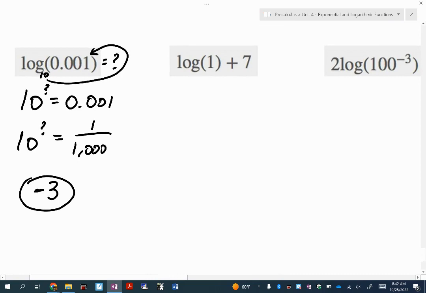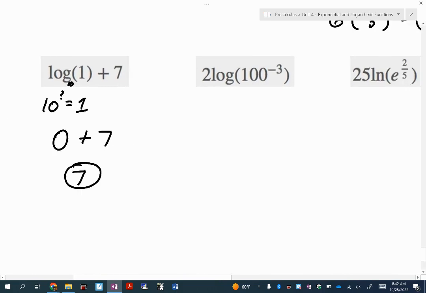The log of 1, we didn't really talk about this one yet, but I'll go ahead and show you. So this is a base of 10. So 10 to some power gives you 1. Hopefully you think back to your days in algebra. Anything to the 0 power is 1. So whenever you see a log of any base and the argument is 1, it will be 0. Bring down the plus 7 to give you 7.